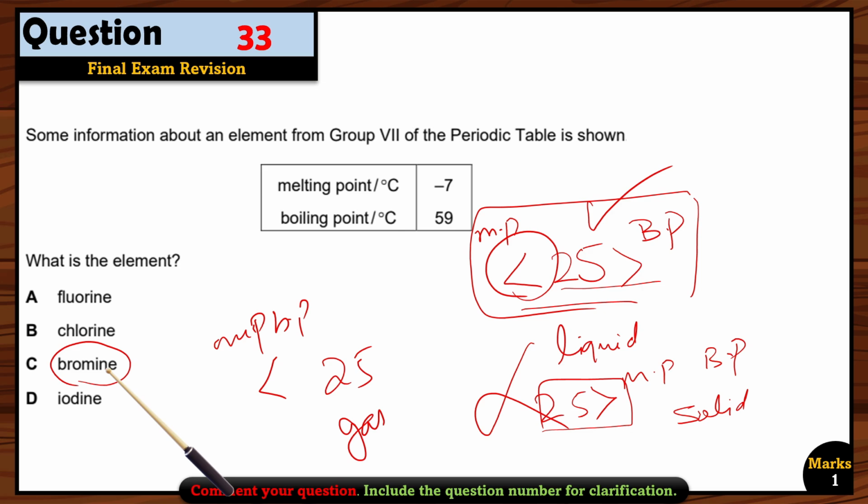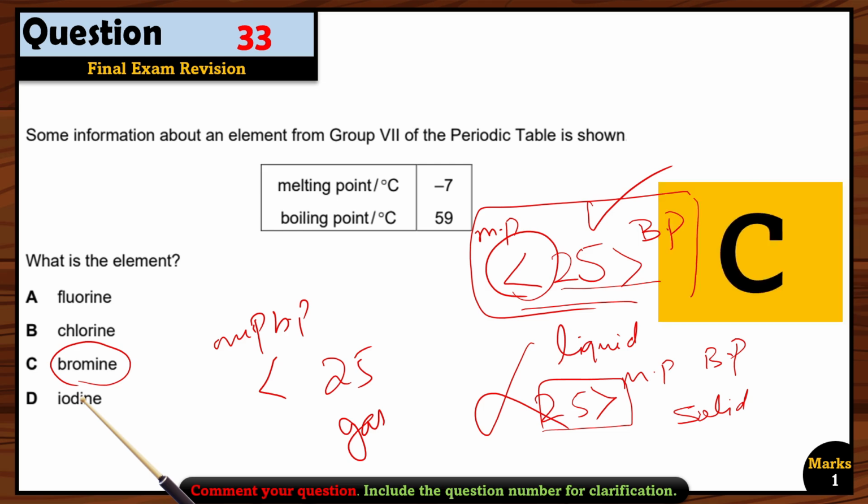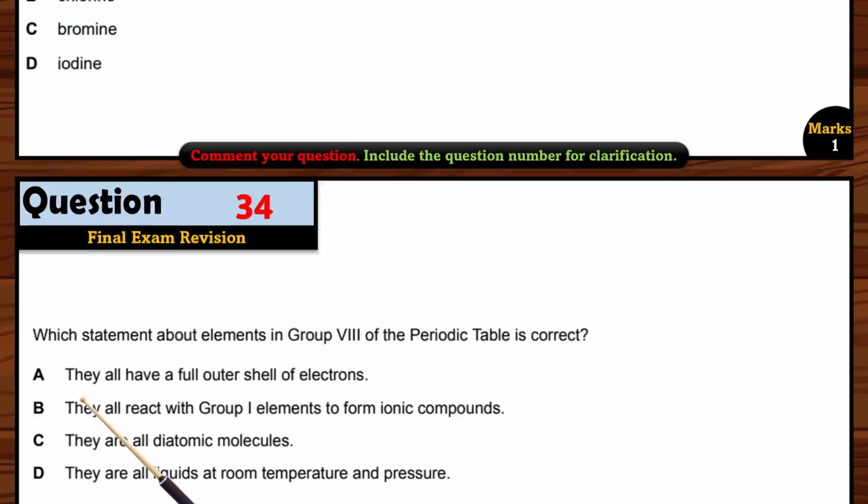So I hope this point is clear to you. Any element that has a melting point less than the room temperature and boiling point more than the room temperature, and the room temperature is specific, it is 25, then that element will be a liquid. So option C is the right option.